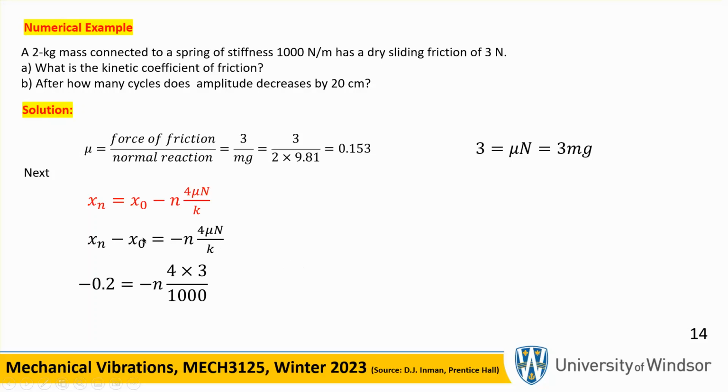So this is minus 0.2, 20 centimeters, 0.2 meters, okay? 4 times mu times N, okay? Force of friction, 3 right there, divided by K, stiffness of the spring. And out of that, you're going to get n is approximately 17 cycles. So this 20 centimeter reduction in amplitude happens in about 17 cycles.